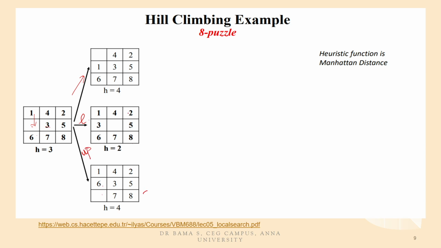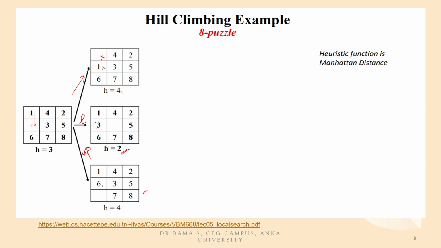So, while we calculate the heuristic value for each of them, you could see that the heuristic value here is going to be 4. The reason is, apart from the 3 that we had, this portion is going to be wrong. So, we have 4. But here the heuristic value is reduced because 3 has come to the original position.